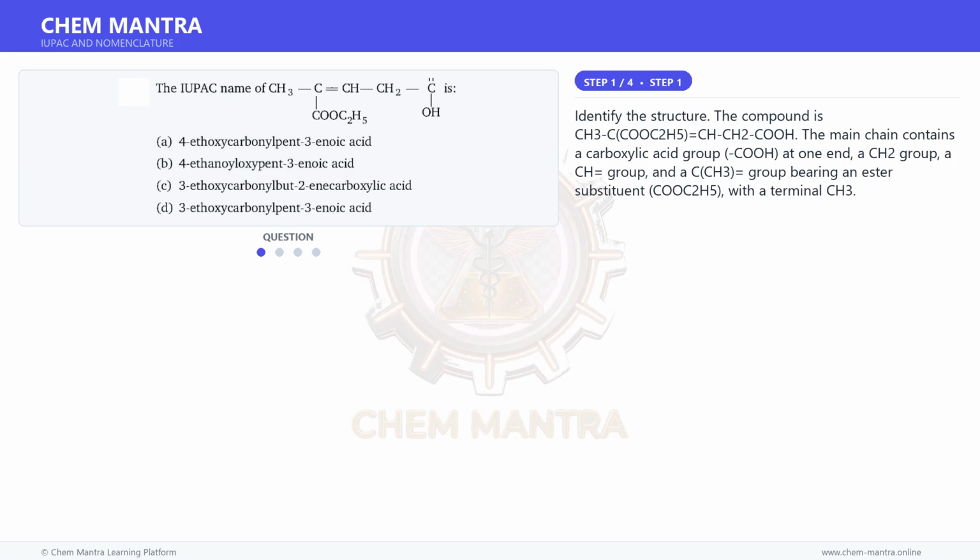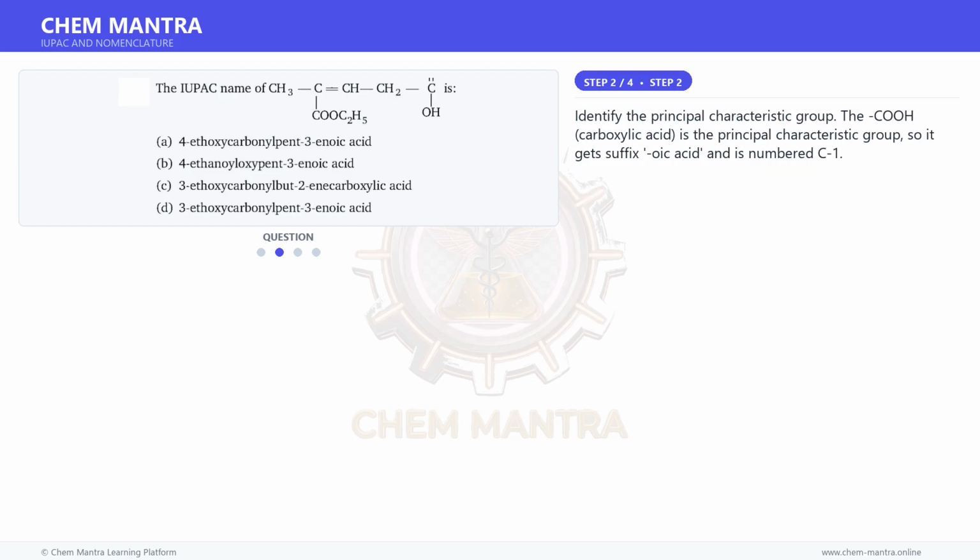The main chain contains a carboxylic acid group, -COOH, at one end, a CH2 group, a CH= group, and a C= group bearing an ester substituent, COOC2H5, with a terminal CH3. Moving on to the next step. Identify the principal characteristic group. The COOH carboxylic acid is the principal characteristic group, so it gets the suffix -oic acid and is numbered C1.